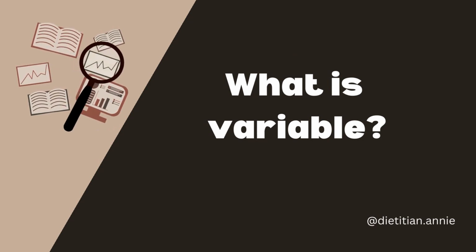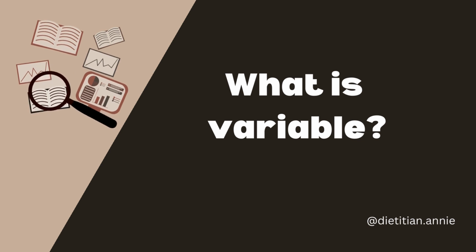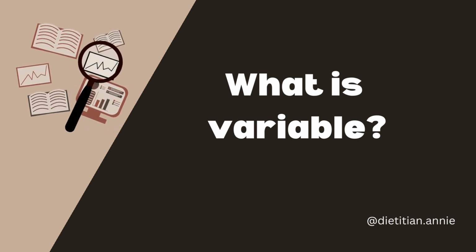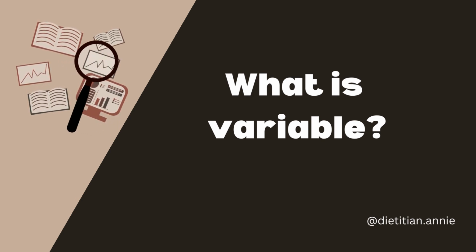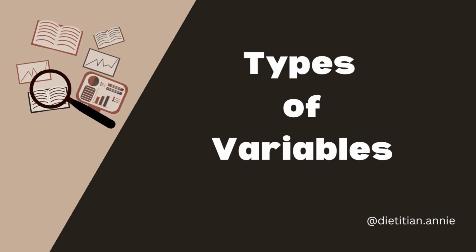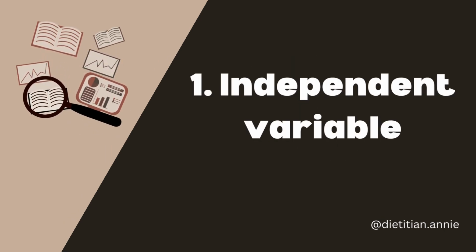Let's get started. Before we dive into the types of variables, let's first define what a variable is. A variable is any characteristic, attribute, or quantity that can be measured or controlled in a research study. Variables can be categorized into different types based on their characteristics and how they are used in the research.